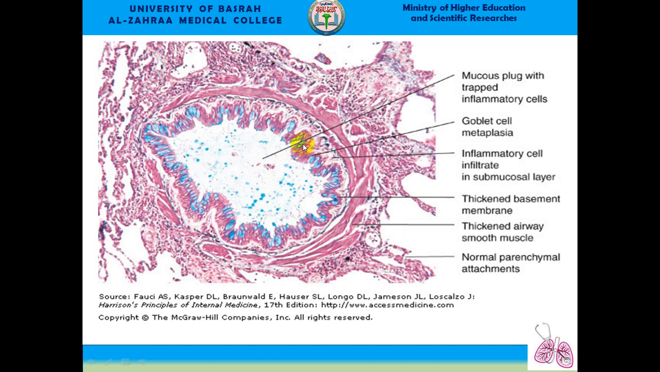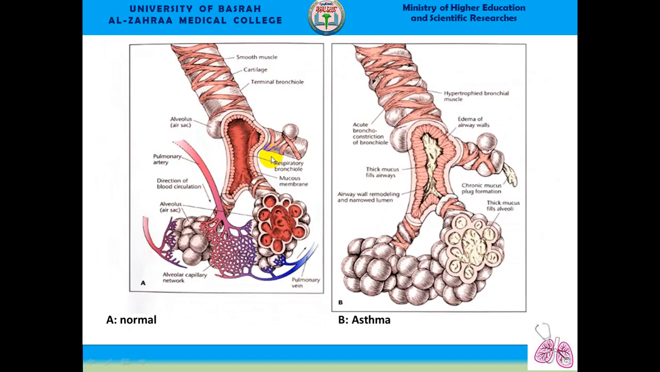And there will be goblet cell metaplasia and hypertrophy of the goblet cells secreting mucus. And there will be inflammatory cell infiltration, as you can see here, different types of cells, and hypertrophy of the muscles of the bronchi, and all of these will result in obstruction of the bronchus and airway narrowing.